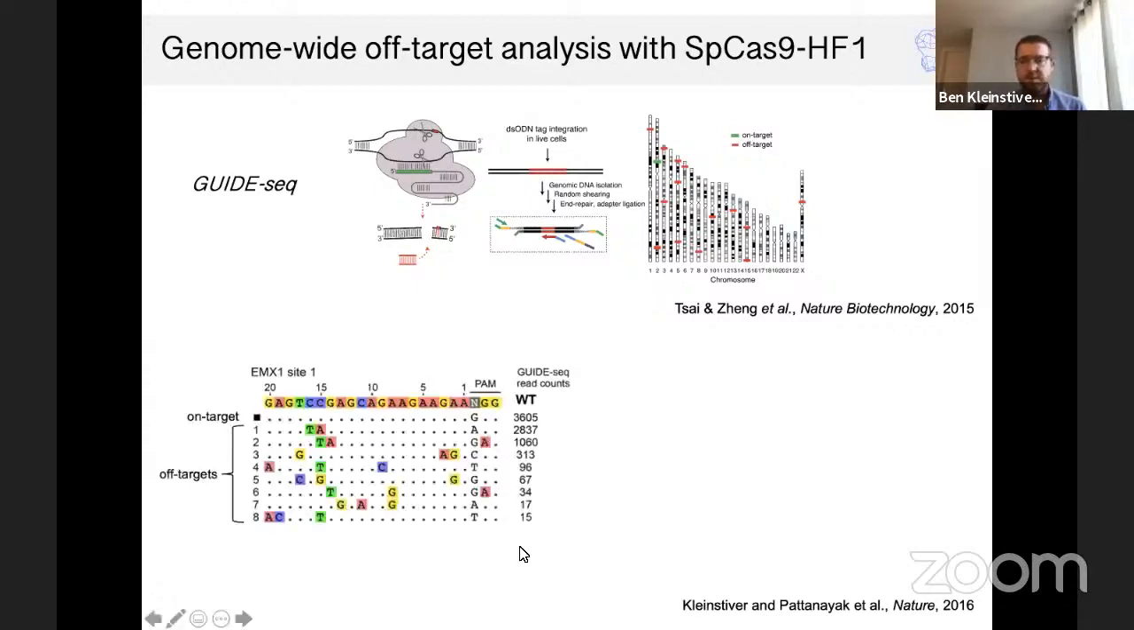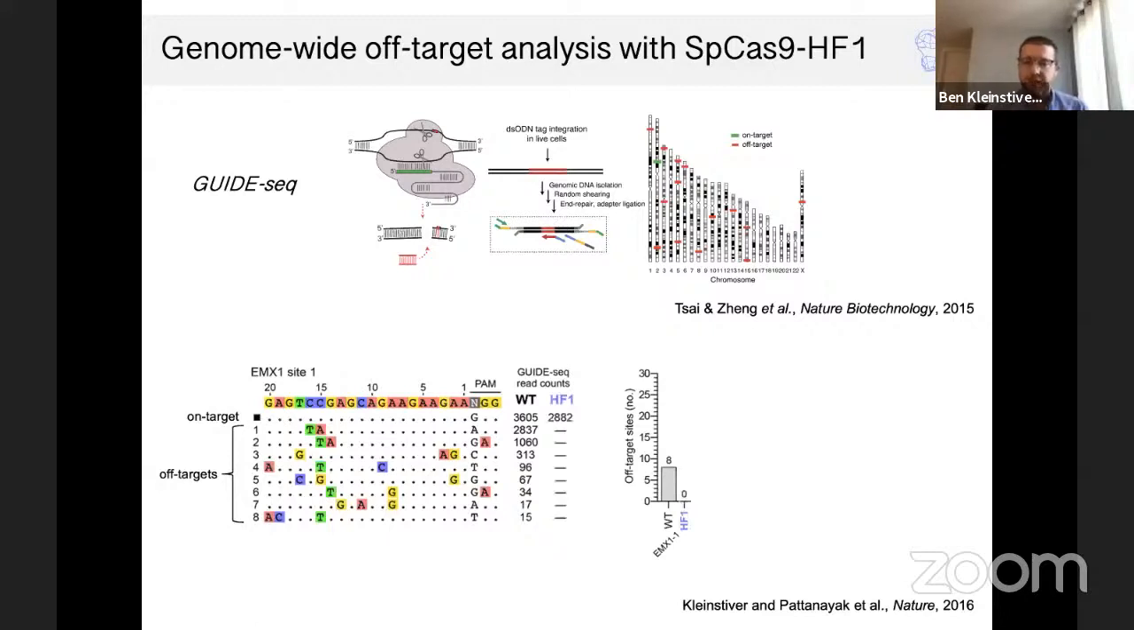With the wild-type protein, what we found is that you could very efficiently observe on-target editing, so high levels of tag integration into the on-target site, several thousand times in this population of cells. But we were also able to observe off-target editing at many sites, sometimes as efficiently as the on-target site, when we use the wild-type protein.